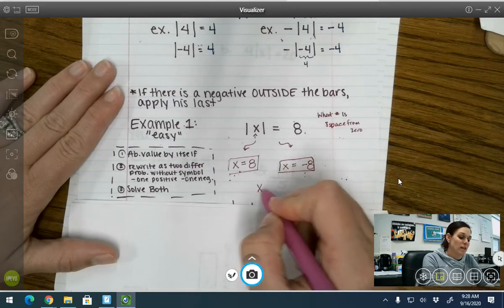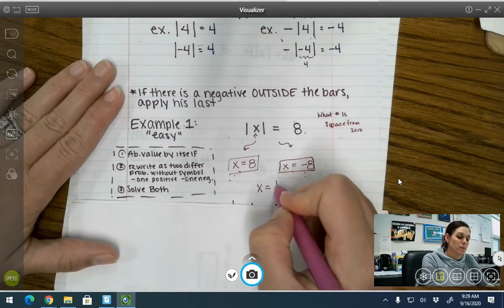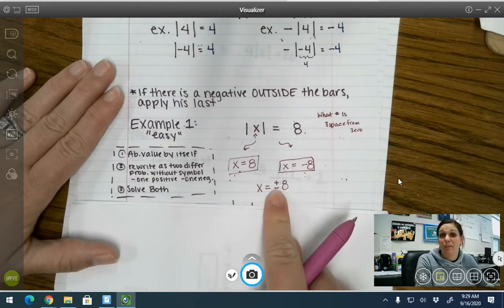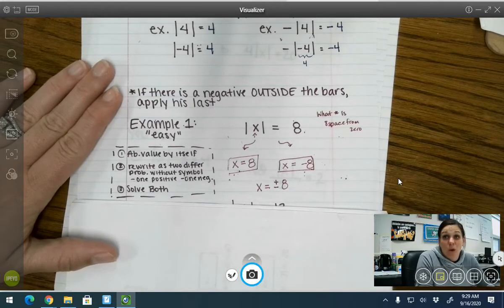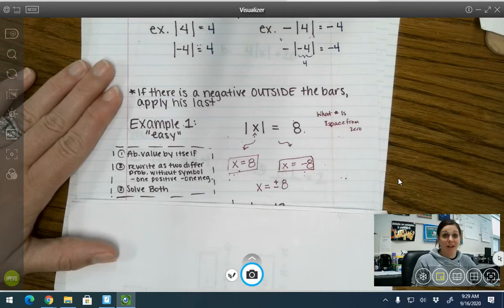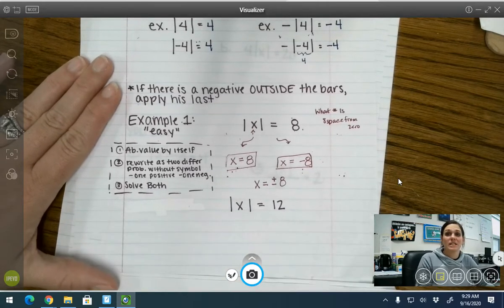Another way that I can write this would be x equals positive or negative 8. And you can just stack your signs on top of each other. Okay? So the question was, what number is 8 spaces from 0? The answer is 8 and -8. All right, let's go do the next one.